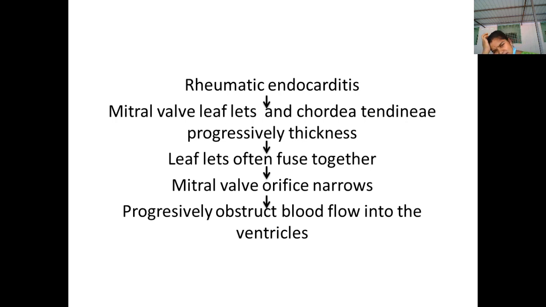Not only this, in case of rheumatic endocarditis, what will be happening? The mitral valve leaflets and chordae tendineae progressively become thick. Because of this thickening, the leaflets often fuse together. Because of this thickness and enlargement, the leaflets often fuse together. Because of this fusion, the mitral valve orifice narrows.